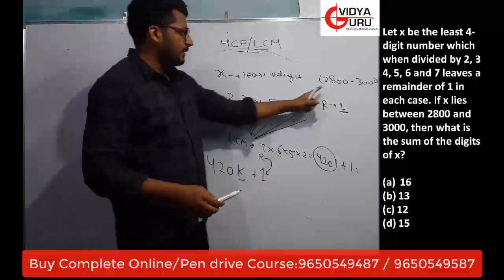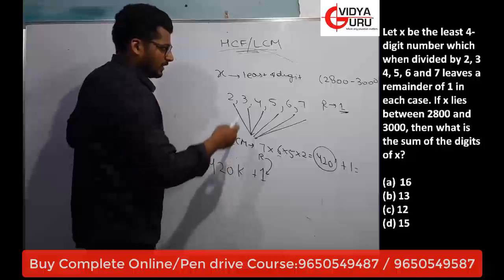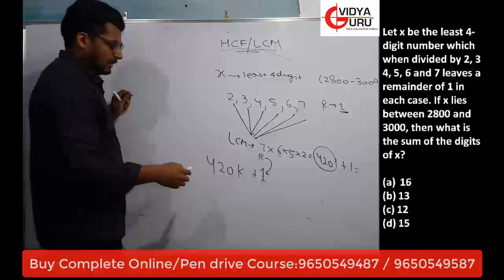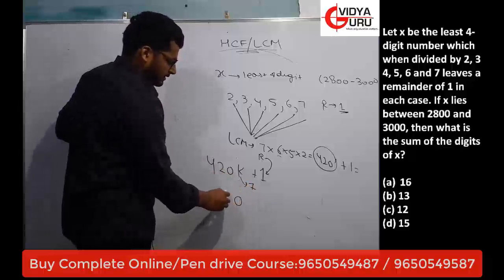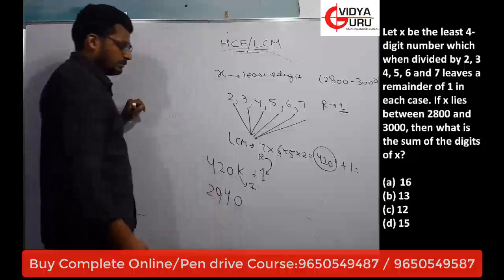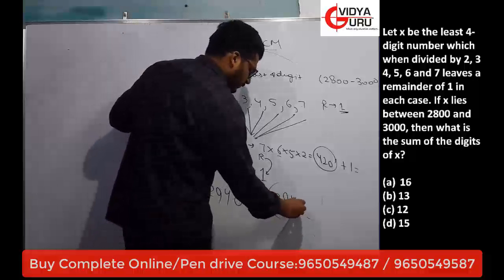So I need a number between 2800 and 3000. I will start putting values of k here. I need a value above 2800 and less than 3000. If I put k as 7, then 7 2s are 14, 7 4s are 28, plus 1, 29. The number will be 2941.